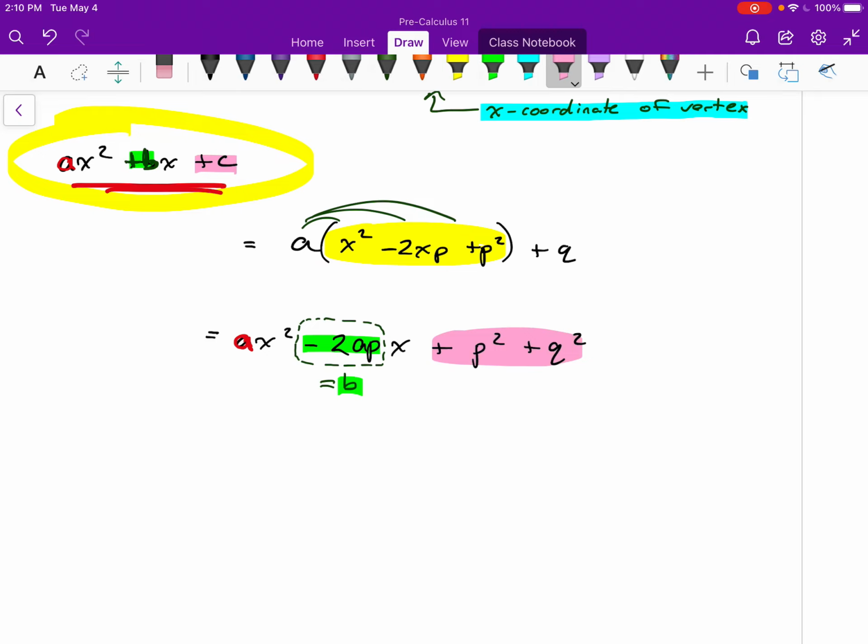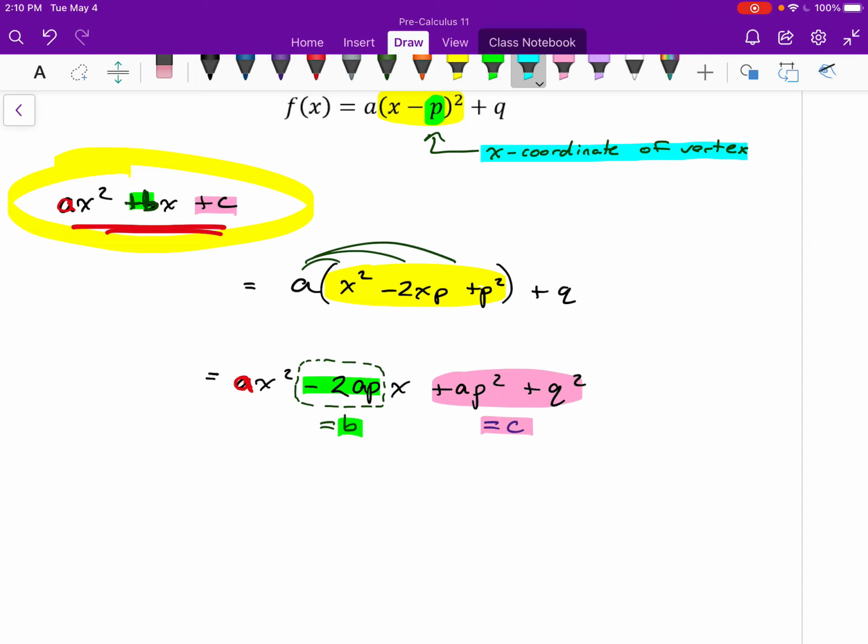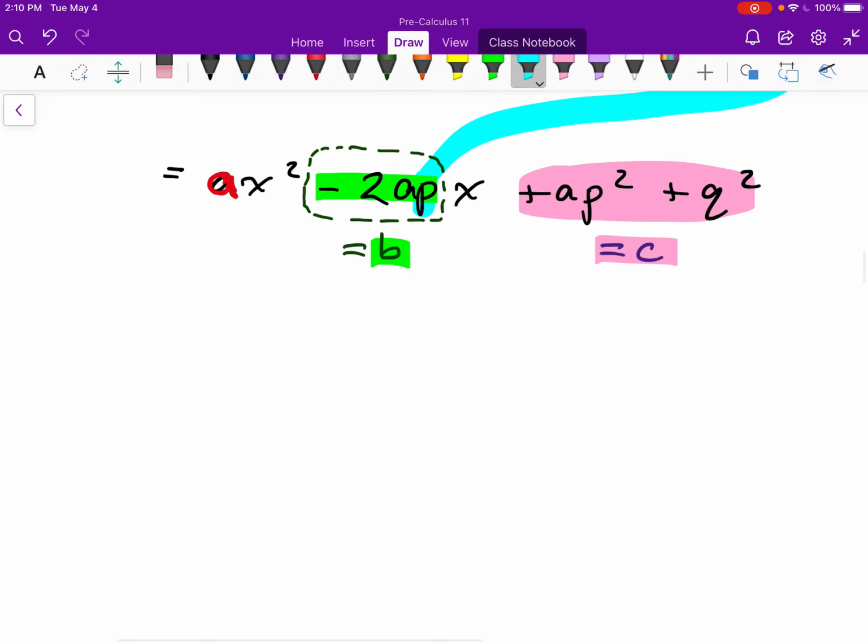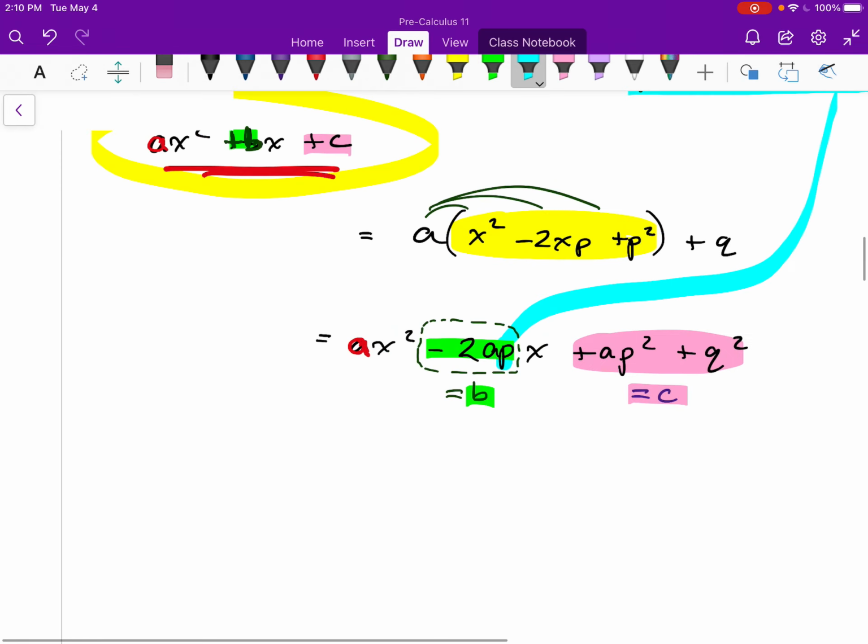Oh, and there should be an a, sorry. I distributed the a here, but I forgot to write it in. There should be an a in front of the p squared. There we go. But still, everything you see highlighted in that pink is like my constant, and so that's like my c. And as well, if we look at the parts highlighted in green, that p right there is the x-coordinate of the vertex.